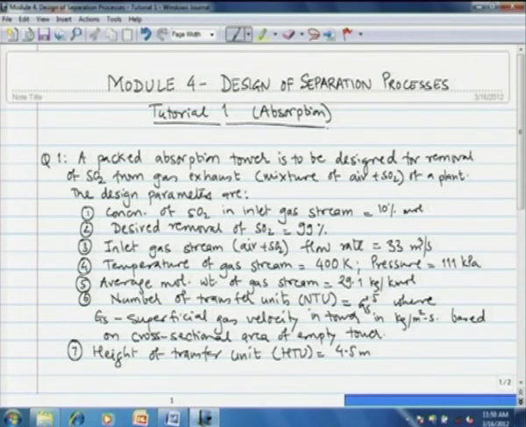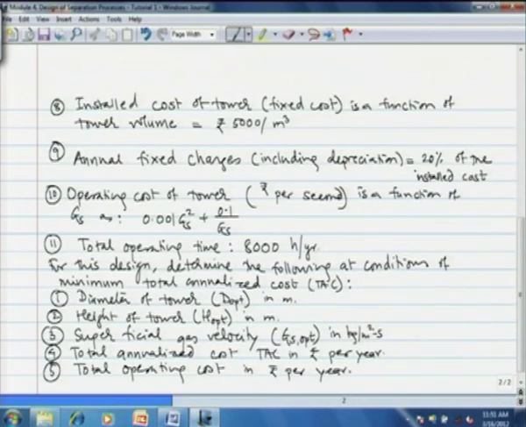Number of transfer units NTU is a function of the superficial gas velocity through the tower, Gs, and NTU is equal to Gs raised to 0.5. Now, this superficial gas velocity is based on the cross sectional area of the empty tower. The height of transfer unit HTU is 4.5 meters. The installed cost of tower, the fixed cost, is a function of tower volume as rupees 5,000 per meter cube. The annual fixed charges including depreciation are 20% of the installed cost.